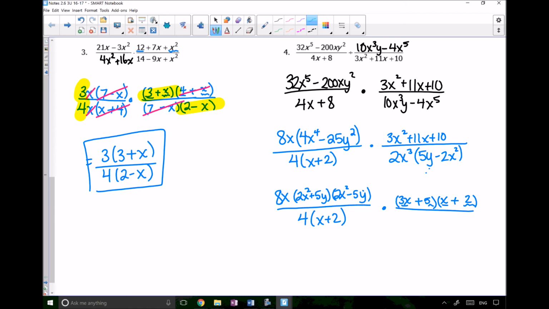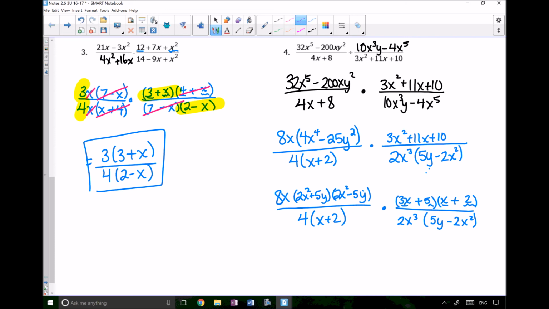And then in my denominator, I can't do anything with the 2x cubed, and then here, this is a binomial, but it's not a difference of perfect squares, so I can't factor it any further. So that's as far as I can go for each one of my expressions here with regards to factoring.